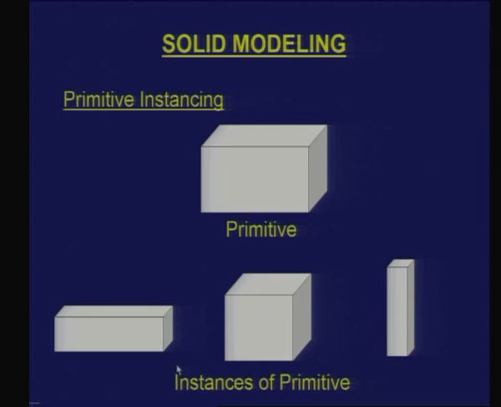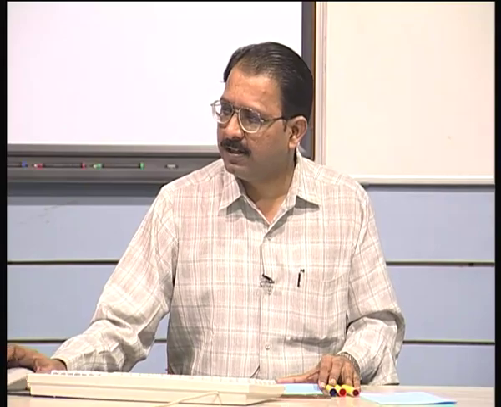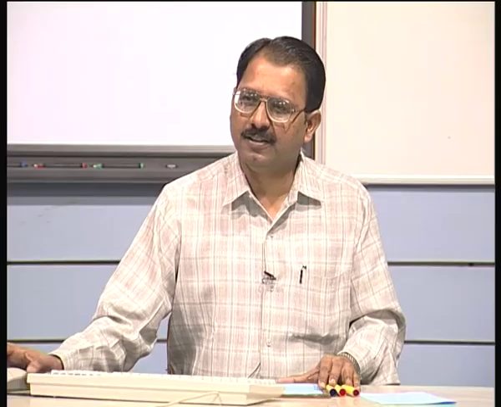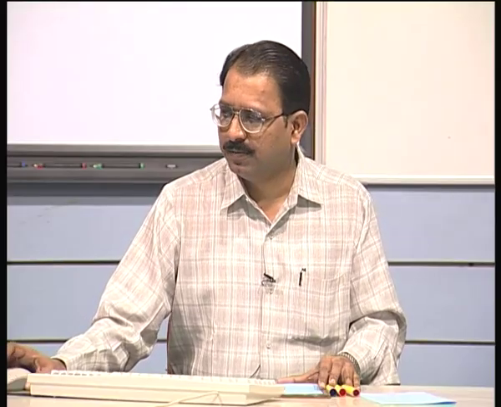But suppose I want to construct another object which, instead of a rectangular cross section, has a hexagonal cross section, then that becomes a different primitive. I cannot model it with the existing one. So you need to have another primitive in your library in order to do so. So that is a rather trivial way of modeling the object.